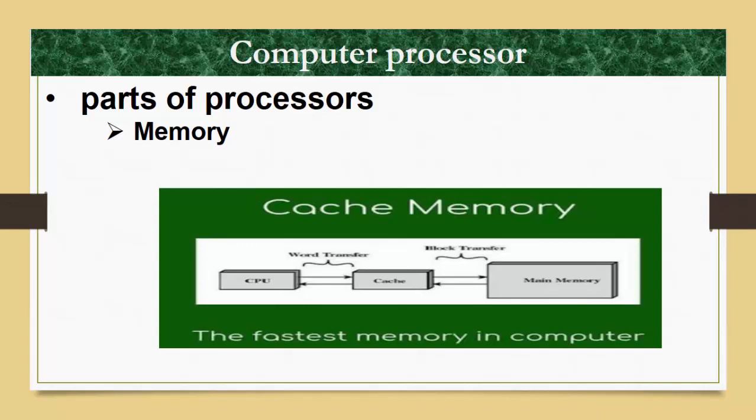As you are seeing in the figure, here is the CPU, here is the cache memory, and here is the main memory. The CPU first makes contact with the cache, and after that the cache has a close contact with the main memory.